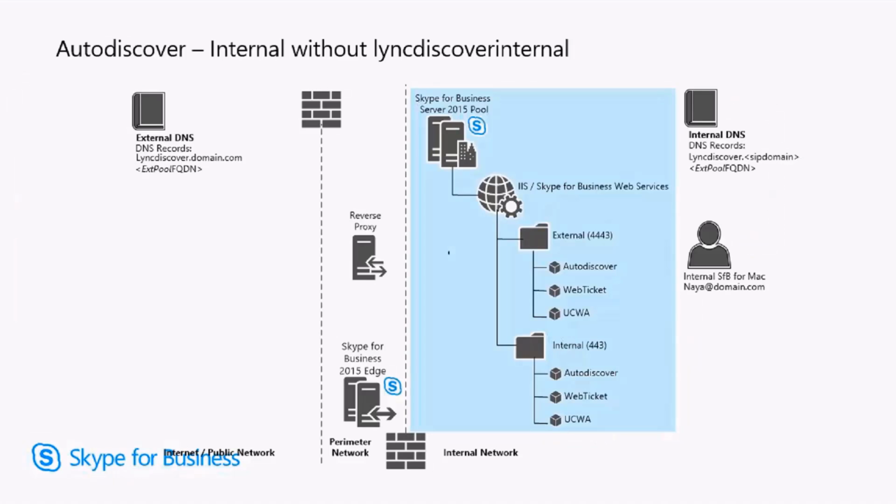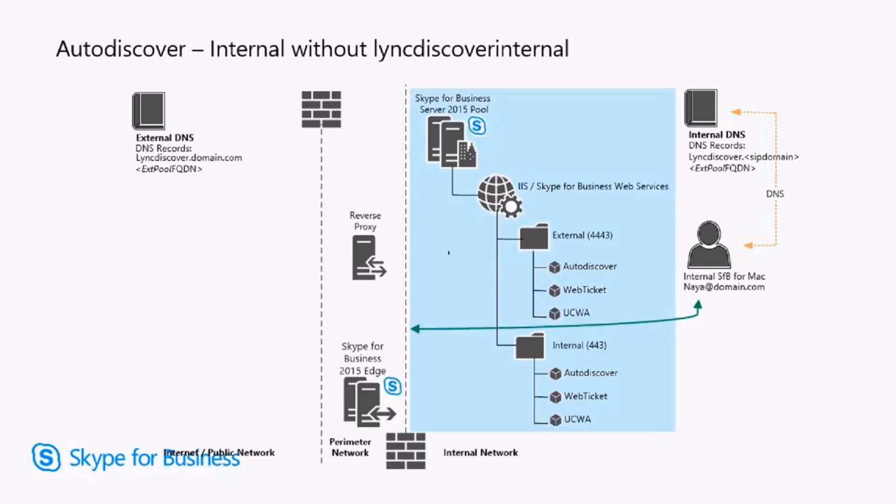Now, if the user is internal, so Naya at domain.com is internal, but the customer doesn't have Lyncdiscover internal set up in internal DNS, what will happen is we'll send out those 4 requests, and because Naya cannot resolve Lyncdiscover internal, she will resolve lyncdiscover.domain.com, and that Lyncdiscover request will return the external web services URLs that Naya needs to connect to.